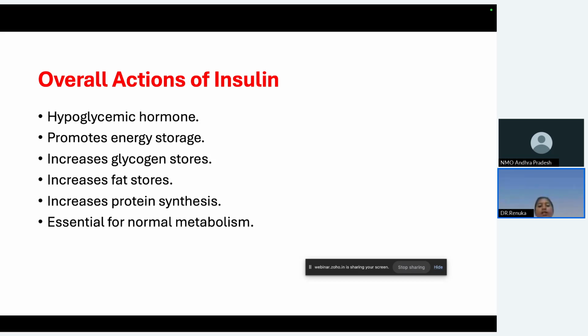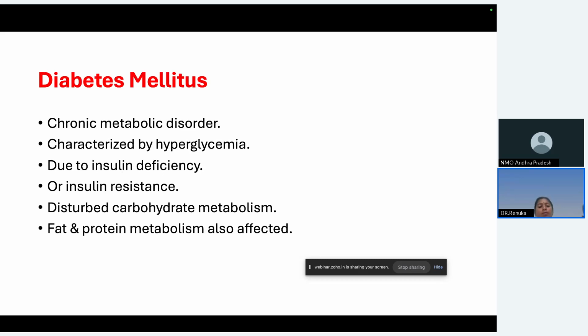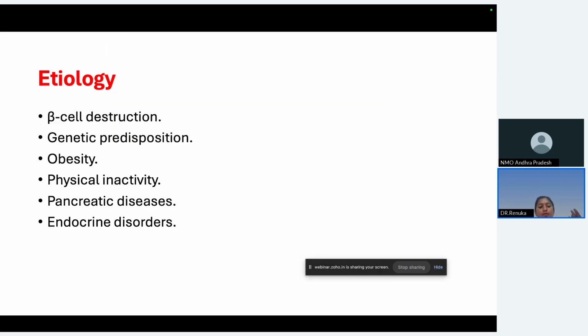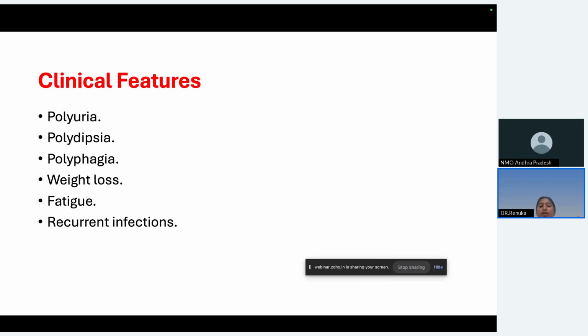Diabetes, we have already read it. Hyperglycemia will be present because of insulin deficiency or insulin resistance. We have read the classification. Obesity, physical inactivity, pancreatic diseases, and endocrine diseases are the causes. Clinical features, very important: polyuria, polydipsia, polyphagia, weight loss, fatigue, and recurrent infections will be present.